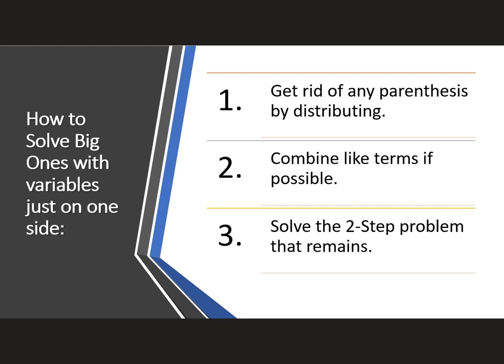Number one, if you have parentheses, get rid of them by distributing. Number two, if you can, combine like terms. But in this case, you're doing it on either one side of the equal sign or the other. You're simplifying expressions. You're not simplifying across the equal sign. And then finally, when you're done, you should have a one or two step problem to solve.